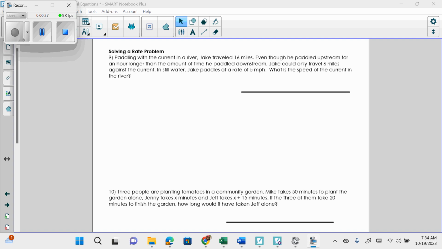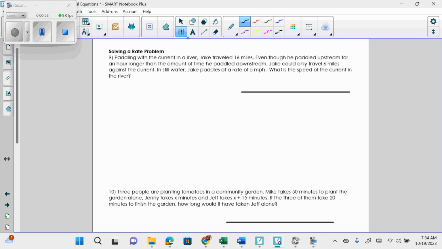Paddling with the current in a river, Jake traveled 16 miles. Even though he paddled upstream for an hour longer than the amount of time he paddled downstream, Jake could only travel 6 miles against the current. In still water, Jake paddles at a rate of 5 miles per hour. What is the speed of the current in the river?